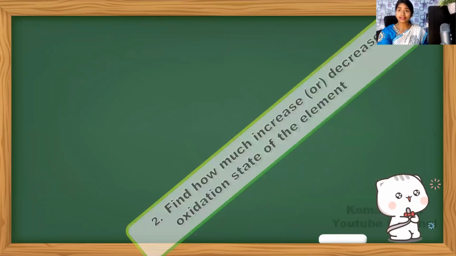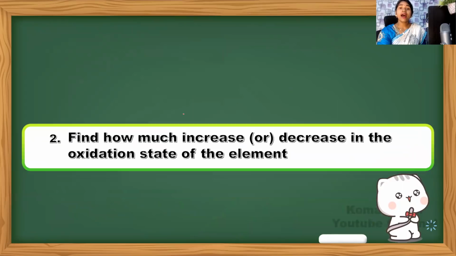And what is the second step? You have to find how much is the increase in oxidation number and how much is the decrease in oxidation number. First find the oxidation state, then calculate how much is the increase or the decrease in oxidation number. So you should know how to calculate oxidation number.